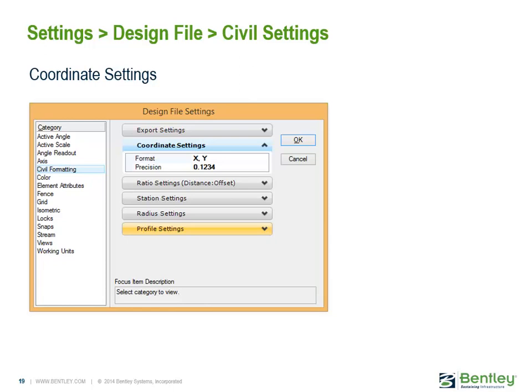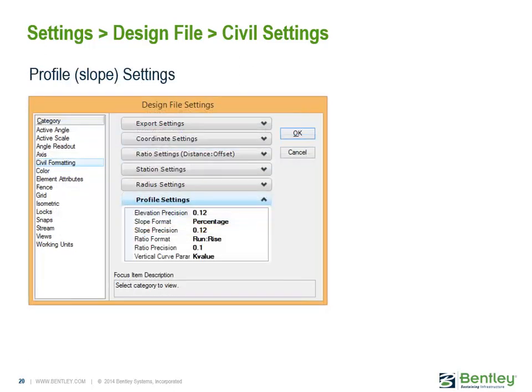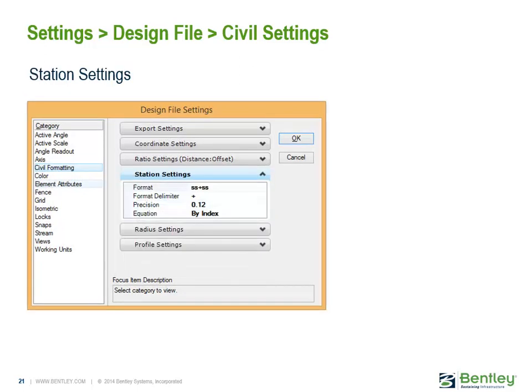Also, under Settings, Design File, Civil Settings, there are some settings that would be very useful to you. For example, the first one is Coordinate Settings, where you control your format, whether it's X, Y, or northeast, and you also control the precision of those coordinates. Also, under the Design File Civil Formatting Settings are the Profile Slope Settings, which allow you to control the slope formats as well as the precision. You also have the station settings, which allow you to control the format of your stationing, the delimiter, and the precision, and then how your equations are going to be handled.